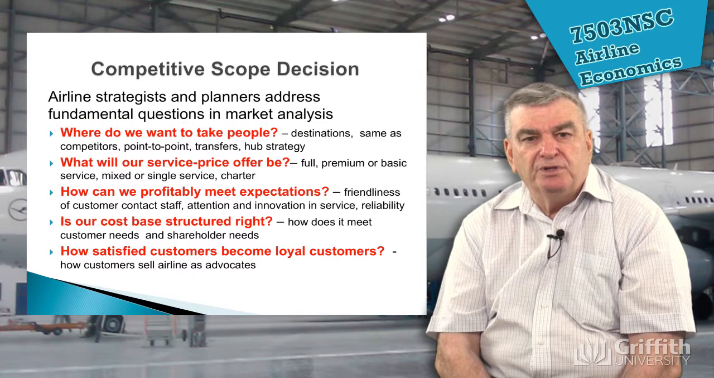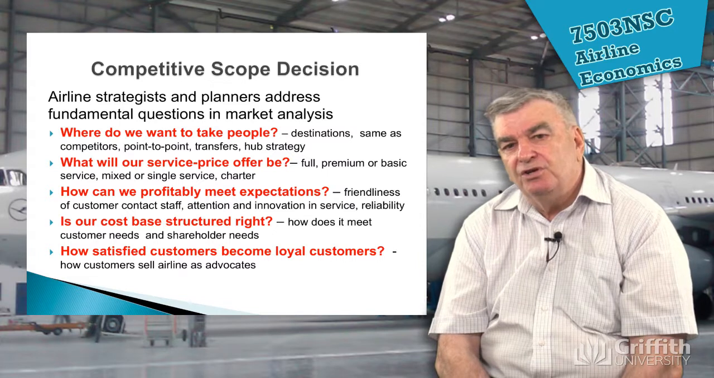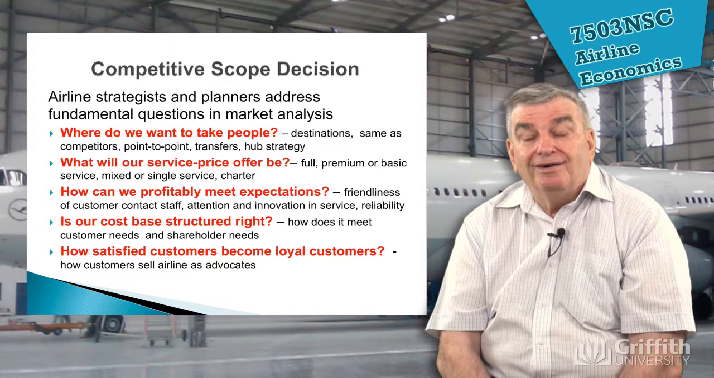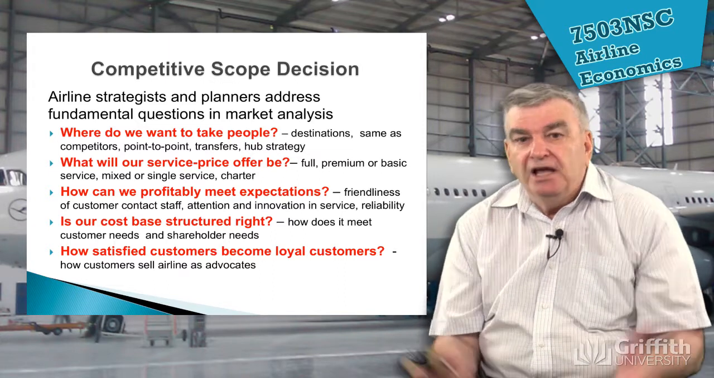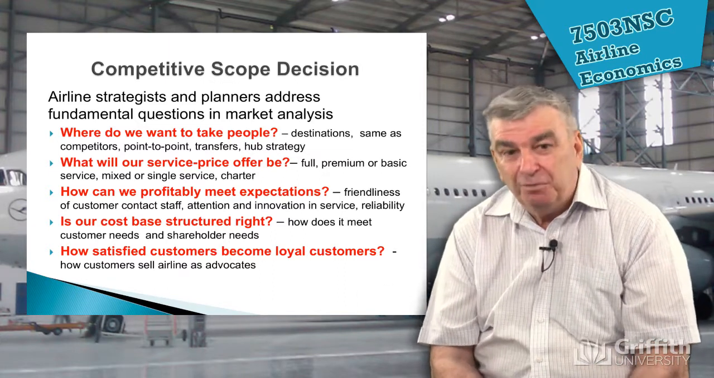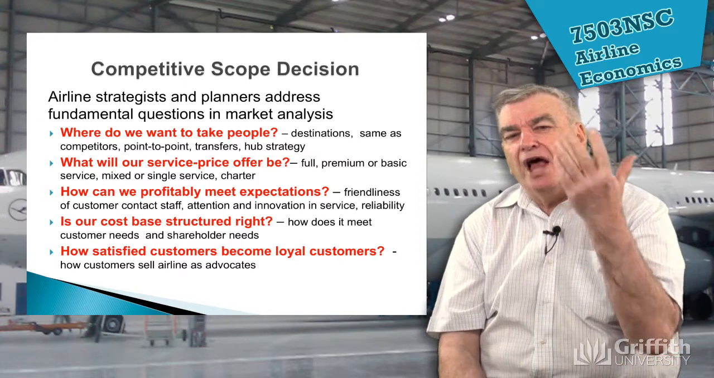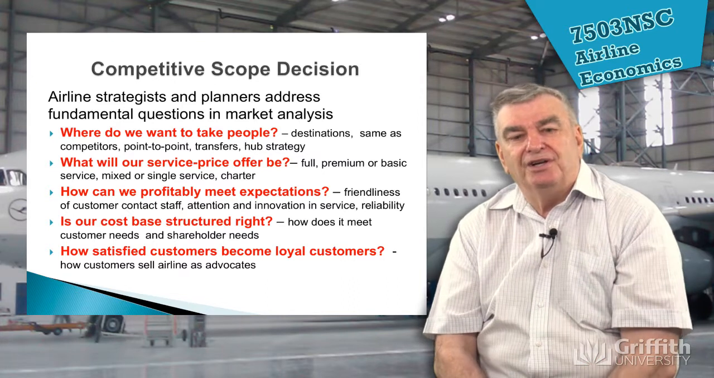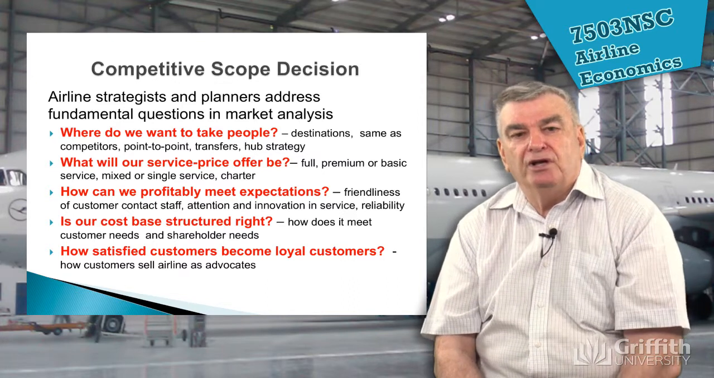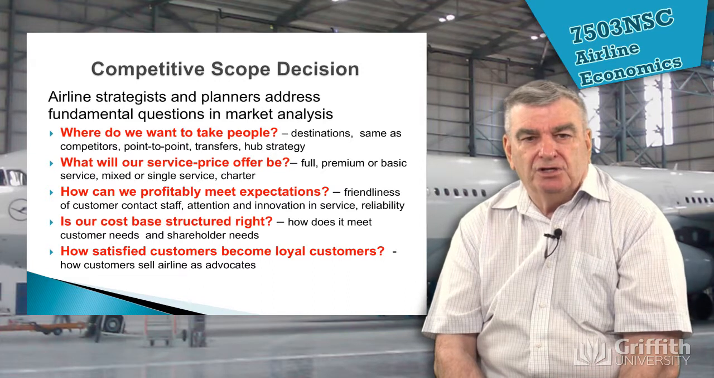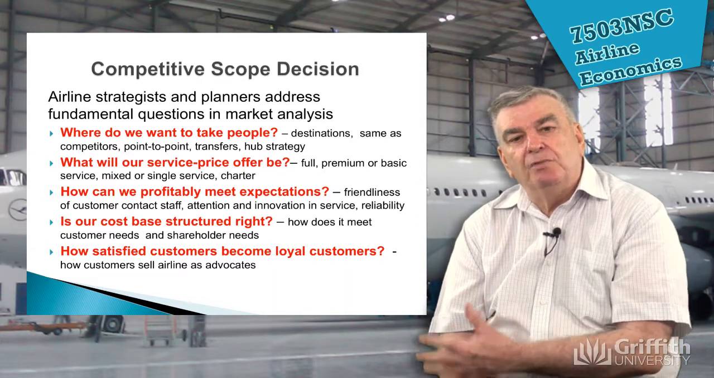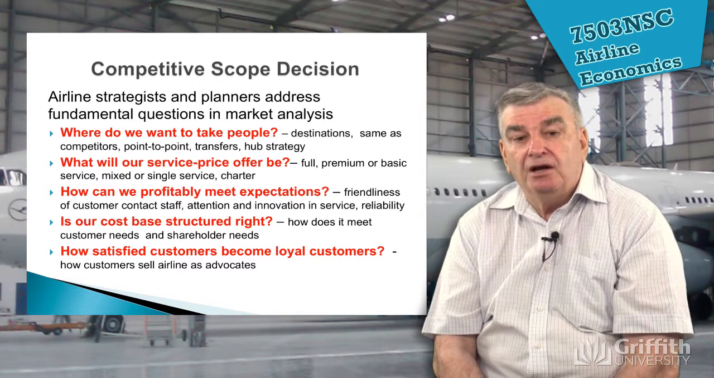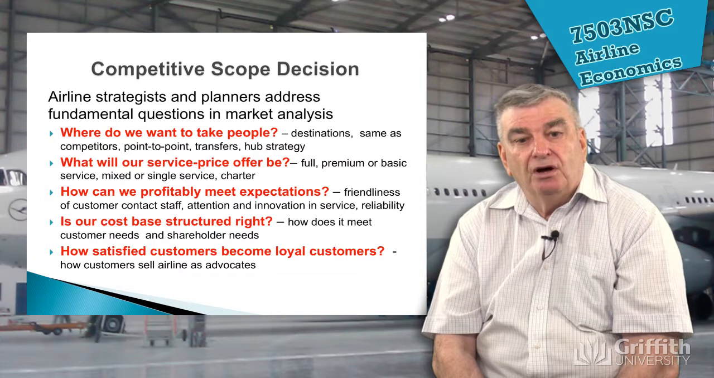If we take a look at competition, we come up against concepts such as the competitive scope decision. Where do we want to take people? What's going to be our service price offer? Is it going to be a bare bones offering to the people? Or will we offer them that little touch of luxury that makes travel something important? And we see this with certain airlines that are now offering virtually a separate cabin as part of first class travel, whereas we see some airlines that offer just bare bones travel. That is, a seat and nothing else to go along with it.